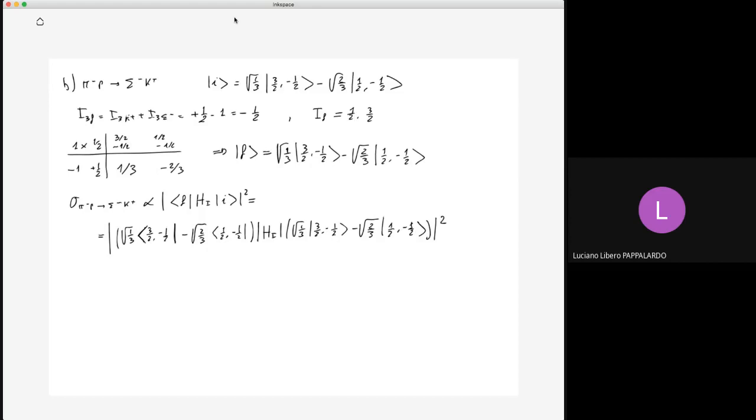contributions are isospin violating, so they cannot contribute, they must be 0. And so overall, just after a couple of passages, you will find out that this is 1/3 M_3/2 plus 2/3 M_1/2, squared. And so we can write down the cross-section for this second process, sigma minus K plus, proportional to 1/9 of M_3/2 plus twice M_1/2, squared.